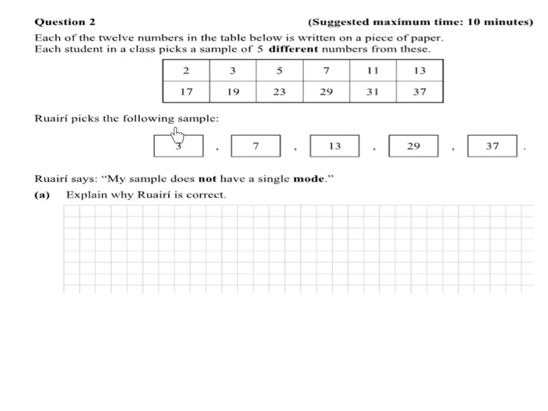Rory chose 3, which he got from there, 7, which he got from there, 13, which he got from there, 29, which he got from there, and 37, which he got from there. Rory says, "My sample does not have a single mode." Part A, explain why Rory is correct.